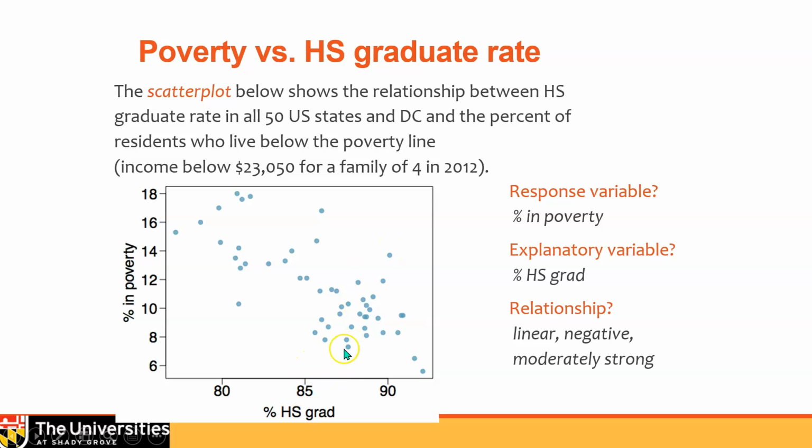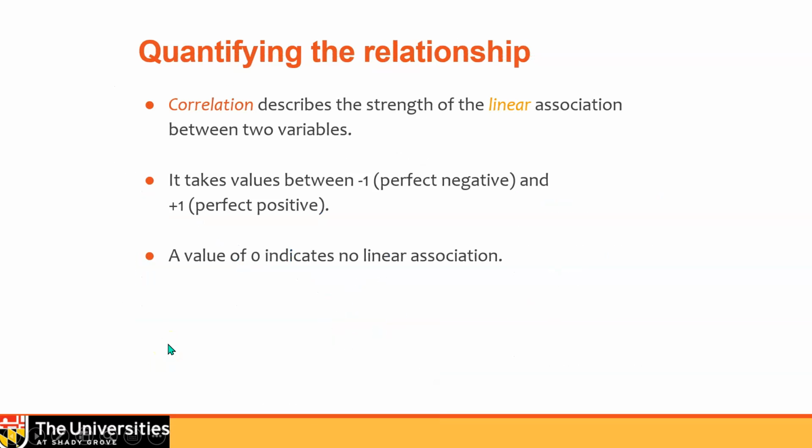Each one of these dots is representing a particular observation. You've got 50 dots, actually 51, because you've got 50 states and DC. For this observation, the percentage of high school grads is approximately, I'd say, about 88%, and the percent in poverty is a very small amount, about 7.5.